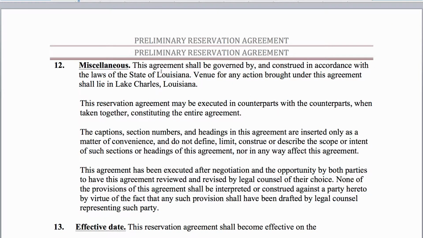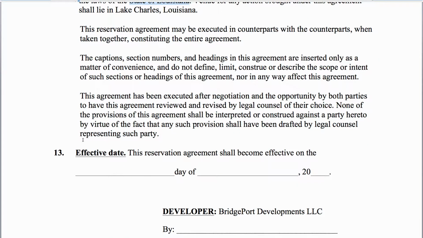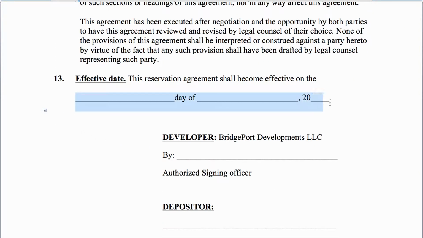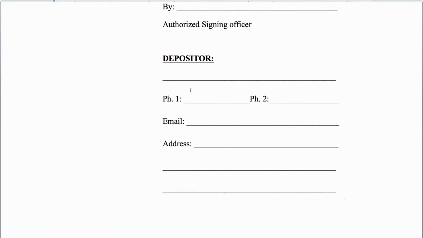Miscellaneous: this is governed by the laws of the state of Louisiana. That's this section here, state of Louisiana. It will be executed. You will receive a copy from us. And basically that's it. The effective date is the day you're going to sign this, and this is your 10-day startup. Us as the developer, what do we do? And naturally, we want your name, phone number, and everything so we can have the information.